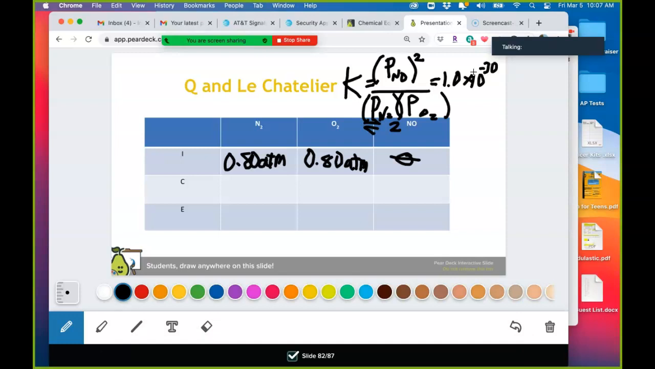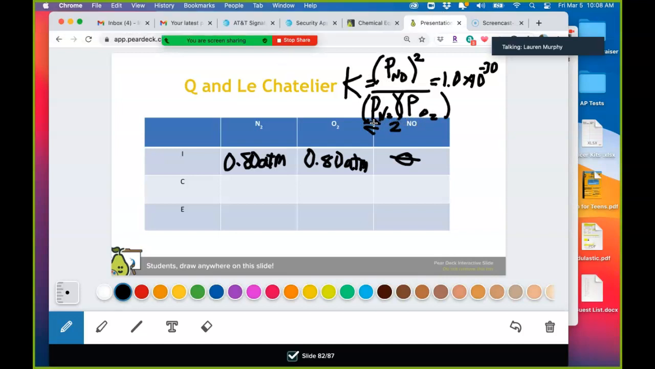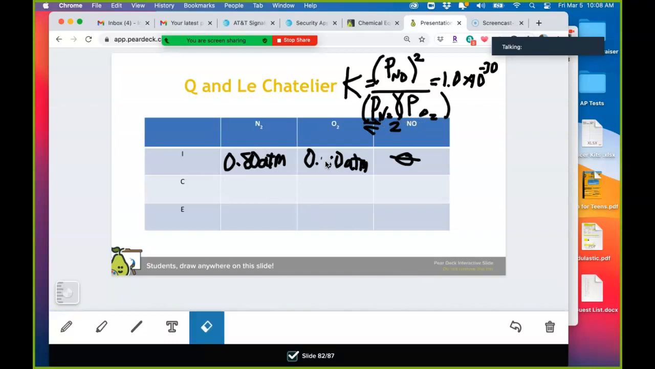Okay. Now, this isn't always true, but when K is given, it's a hint that you might have to let x equal something, because you don't have enough information to plug in here. When K is not given, it's because you're usually solving for it, so you have enough info to solve for it. Now that it's given, you're trying to solve for one of these. In fact, they're asking you what the partial pressure of every gas is at equilibrium. Well, I don't know equilibrium. Oops, I wrote 0.8 here. This should say 0.2, right? Sorry.